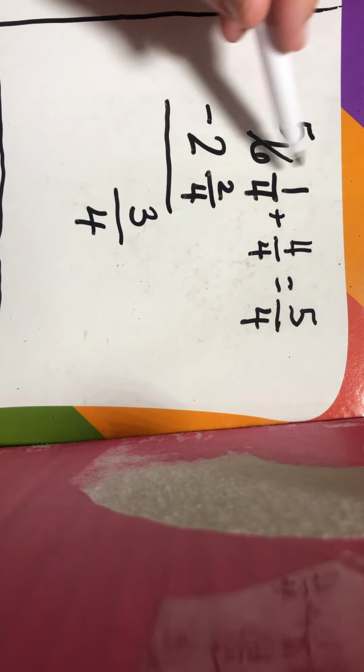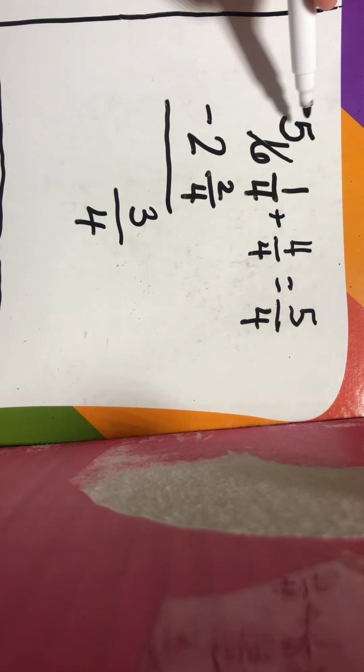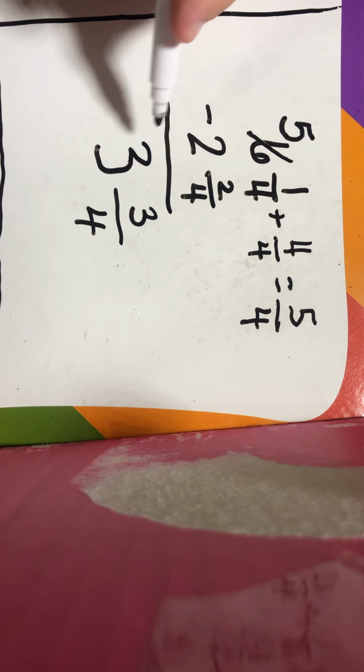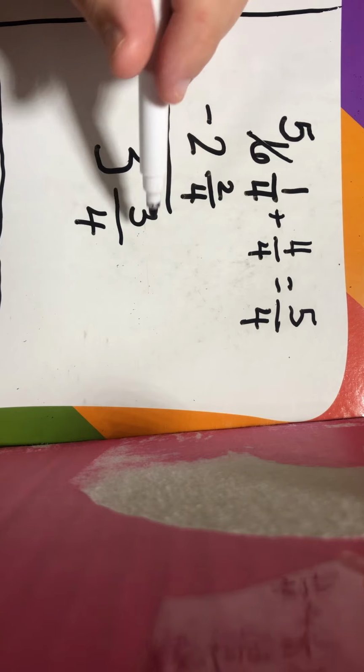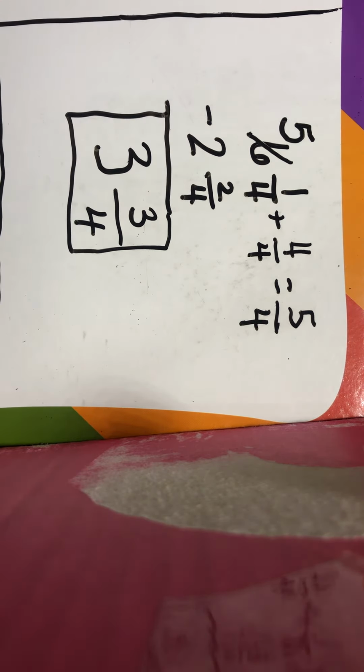And so now with our fractions subtracted, we can now come over here and subtract our whole numbers. So 5 minus 2 equals 3. And our final answer is 3 3/4. And if you'll notice, this is in its lowest possible form. So 3 3/4 is our final answer.